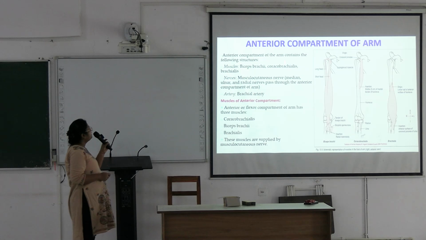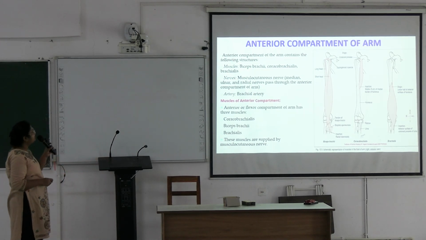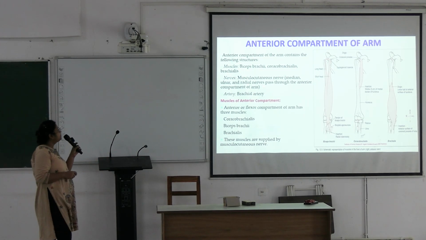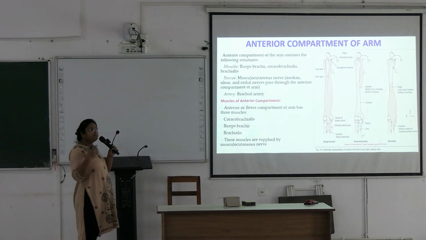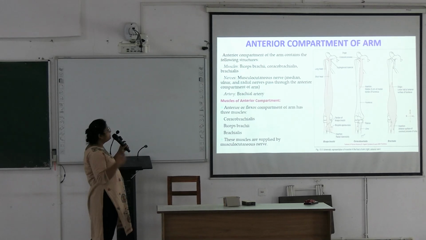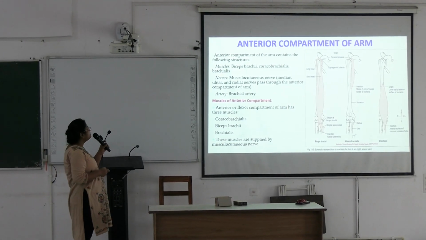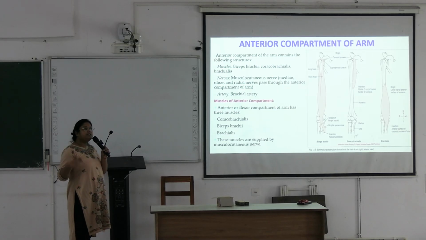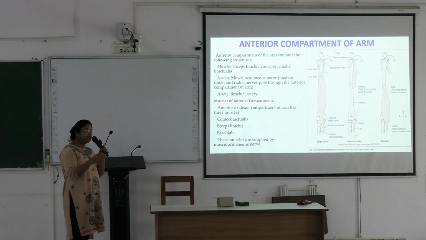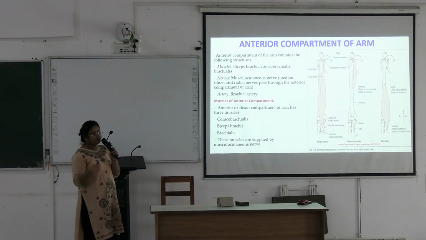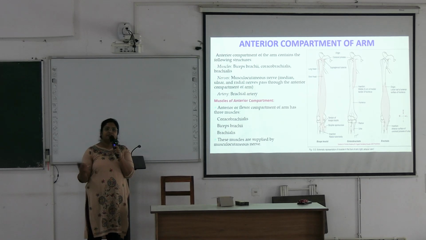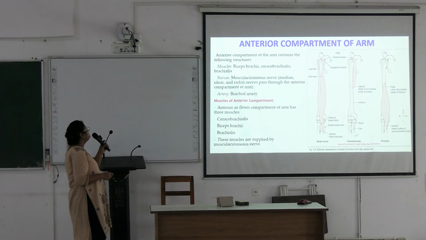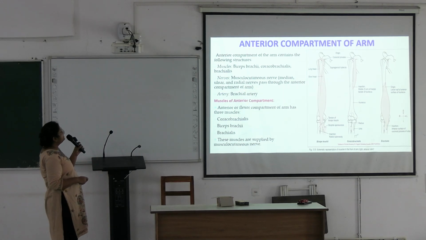So the anterior compartment of the arm contains the following structures. Muscles are these three: biceps brachii, coracobrachialis, brachialis. The nerve is the musculocutaneous nerve. This is the main nerve supplying all the muscles. Other nerves will pass through this compartment, all those nerves which we will see during the axilla, but they are not giving any branches here. They are giving branches in the posterior aspect or in the forearm or hand. Other nerves, the median nerve, ulnar nerve, radial nerve, pass through the anterior compartment of the arm, and the artery is the brachial artery.